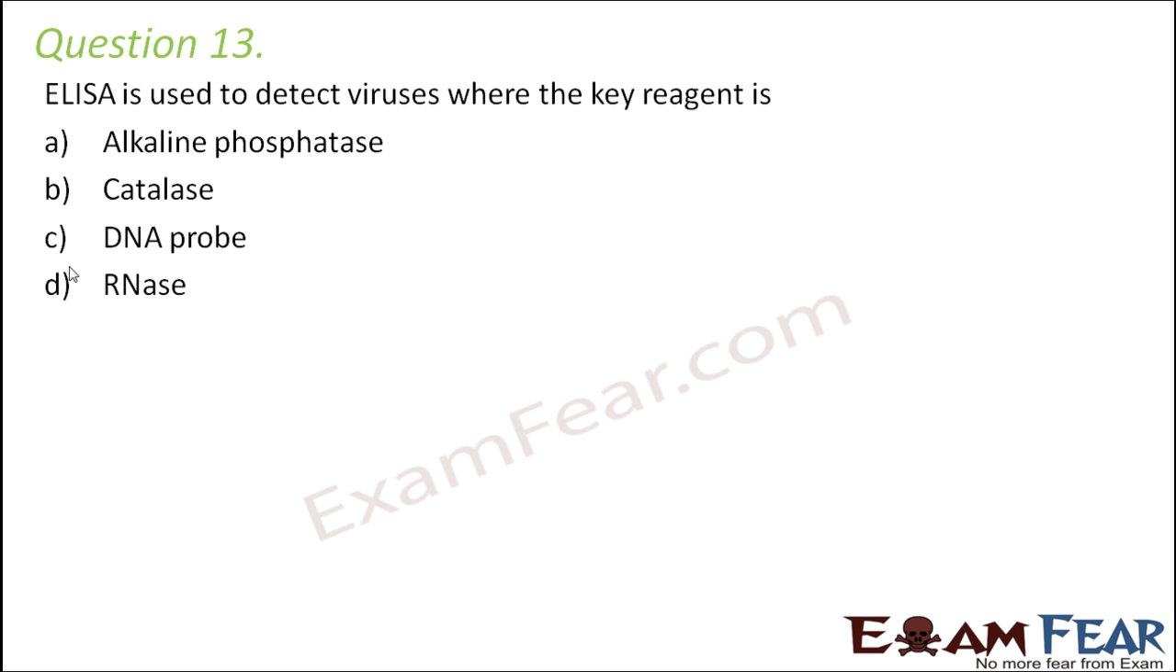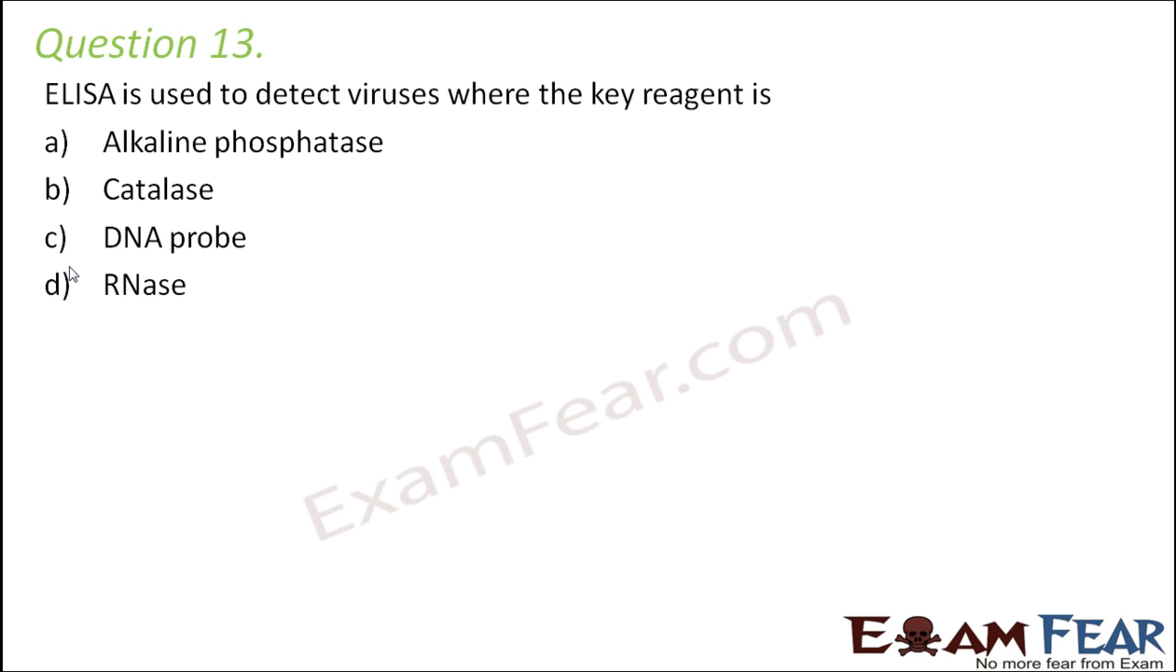Question number 13. ELISA is used to detect viruses where the key reagent is alkaline phosphatase, catalase, DNA probe or RNase. So what is ELISA? ELISA is a confirmatory test which detects the presence of antibodies related to certain infectious conditions in blood. For example, HIV, syphilis, pernicious anemia. These are some of the diseases whose presence is confirmed by the ELISA test.